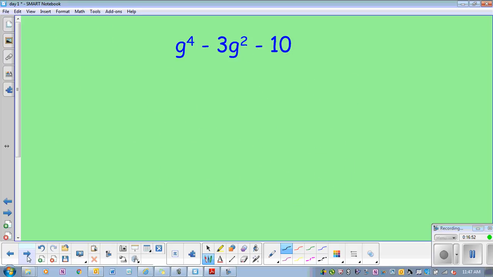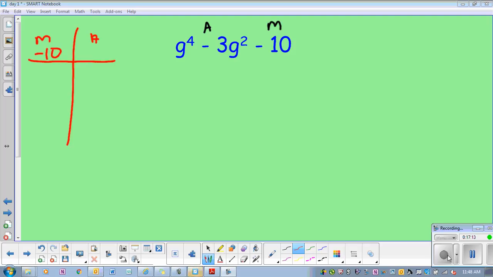All right, I want you guys to try this. It's just like the one we did, except it's G's now. All right, with the 2 minutes that we have left before lunch, let's do this one together. Two numbers that multiply to -10 and add to -3. What are they? Thank you. -5 and 2.